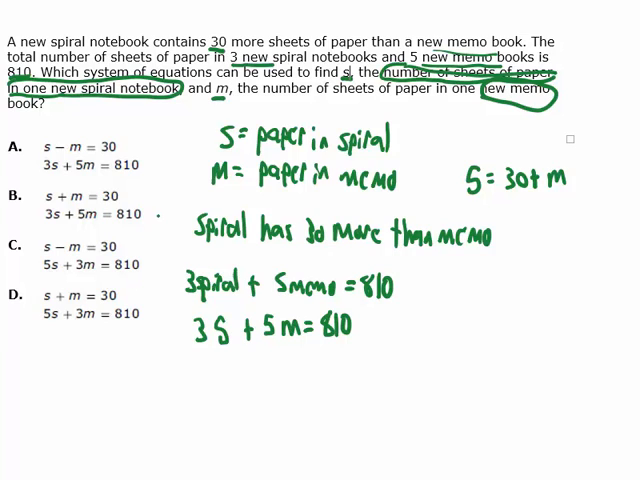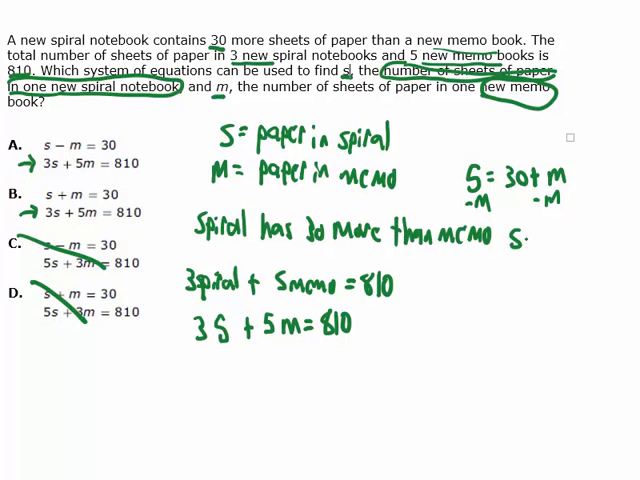Let's check it out. S equals 30 plus M. None of those match that. So let's check 3S plus 5M equals 810. That could be A, could be B, can't be C, and can't be D. Well, they're trying to trick us a little bit here, so we need to figure out whether it's S plus M equals 30 or S minus M. So we need to get the 30 by itself, so I'm going to subtract M from both sides, giving me S minus M equals 30. So A has to be the correct answer choice.